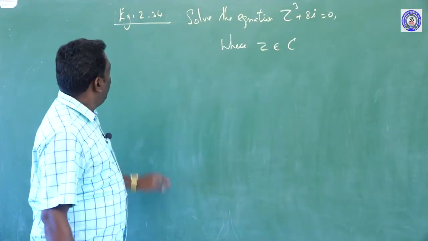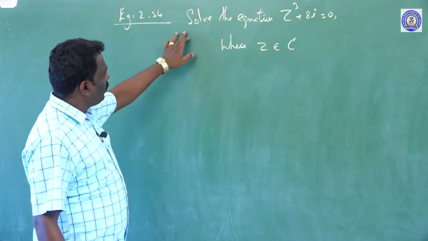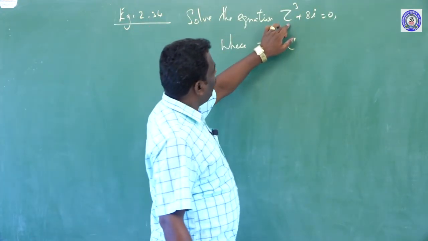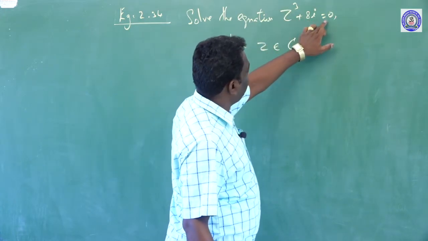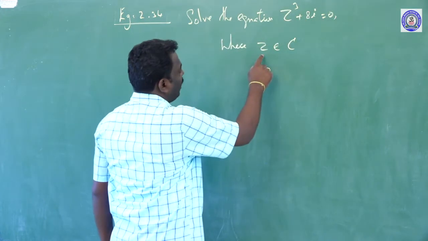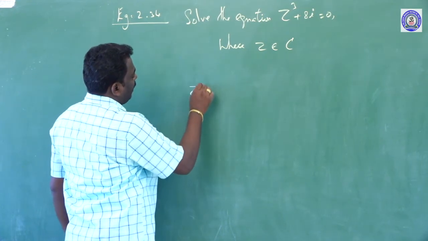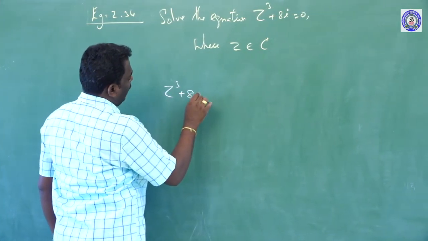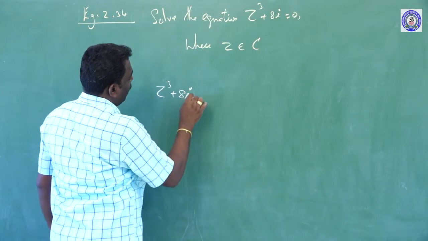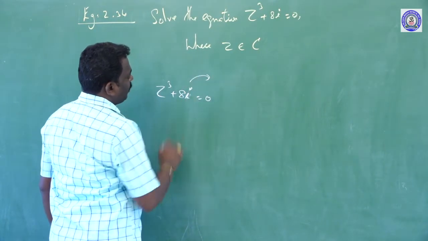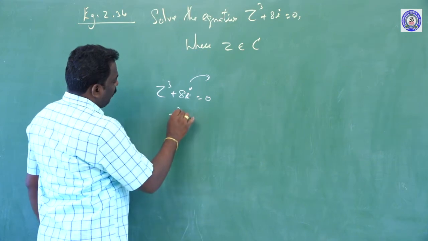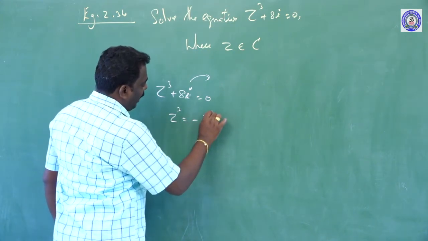See the next example, number 2.24. Solve this equation z power 3 plus 8i equal to 0, where z belongs to the complex numbers. So now the given equation is z power 3 plus 8i equal to 0. Just transfer this term to the right hand side. Z power 3 equal to minus 8i.